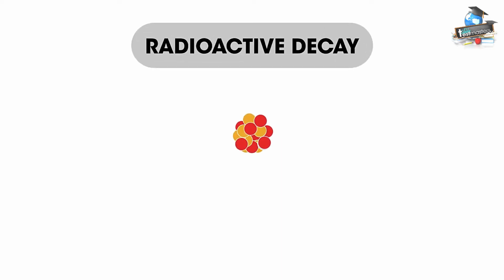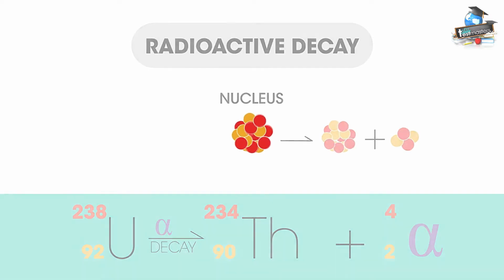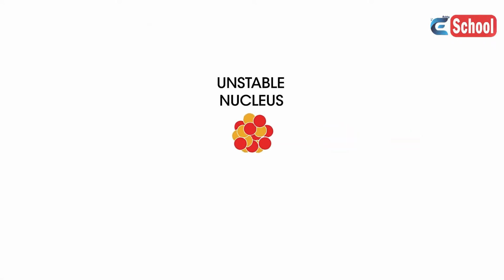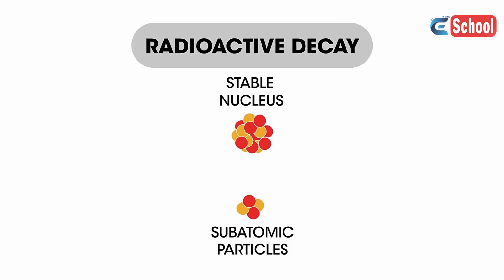In this video, we're going to look at radioactive decay and how to balance the equations that describe them. Radioactive decay equations show us what is produced when a radioactive nucleus decays. Remember, an unstable nucleus can become stable by losing some subatomic particles. This is known as radioactive decay.